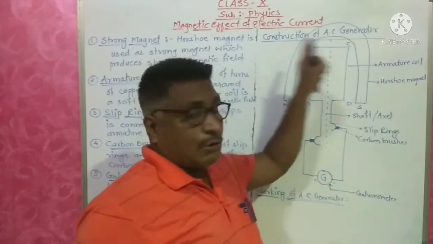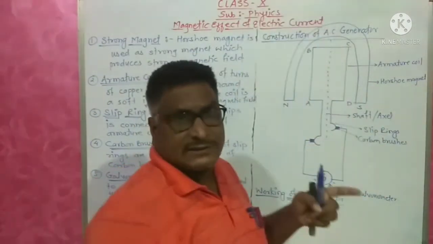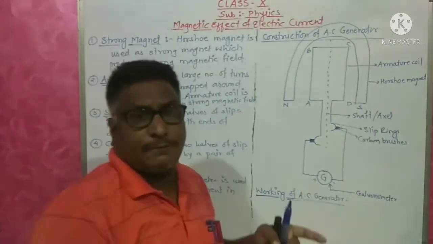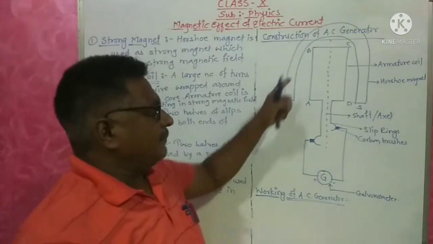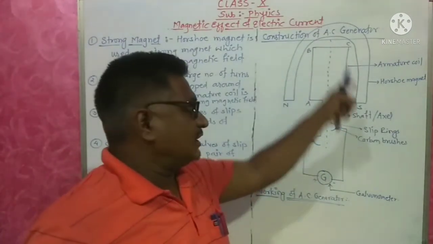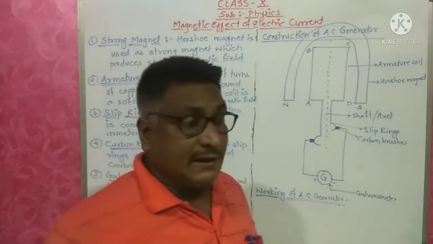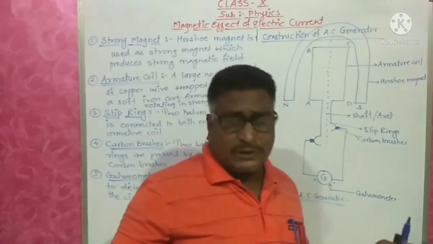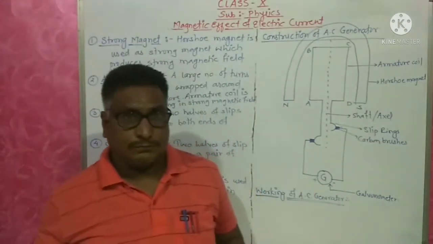This armature coil is rotating in the magnetic field, and it cuts the magnetic lines of force. Due to that cutting of the magnetic field, electricity is generated, and that electricity is generated on the principle of Fleming's right hand rule.